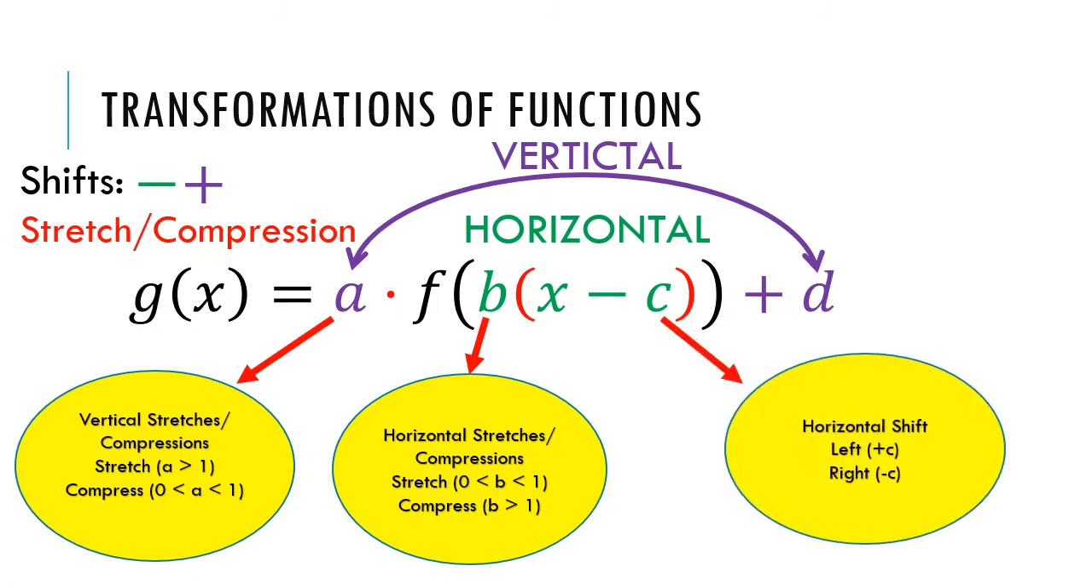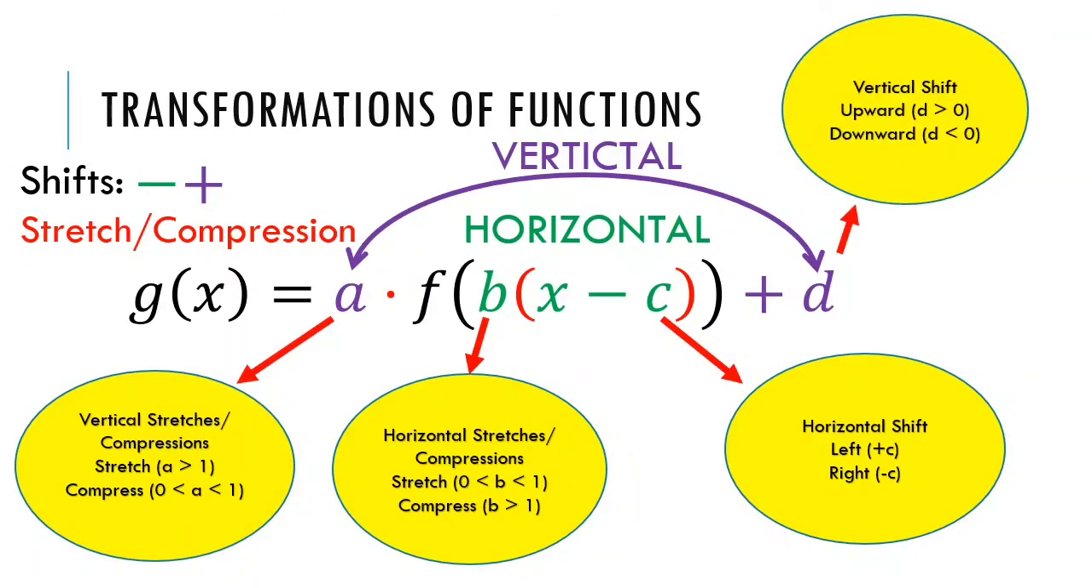C is on the inside and it's subtracting, so that's a horizontal shift. Just remember that if you have x plus C, it's being shifted to the left, and if you have x minus C, it's shifting to the right. D is on the outside and it's adding, so it's a vertical shift. It does what you think it would do. If it's greater than 0, it's going to shift upward, and if it's less than 0 or negative, it's going to shift downward. So this is probably the most important part that you need to note.